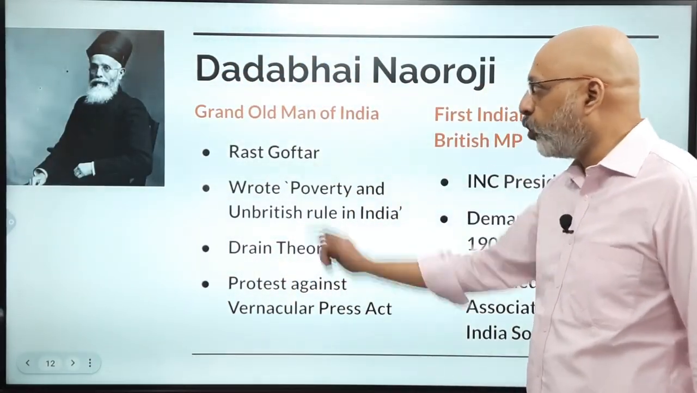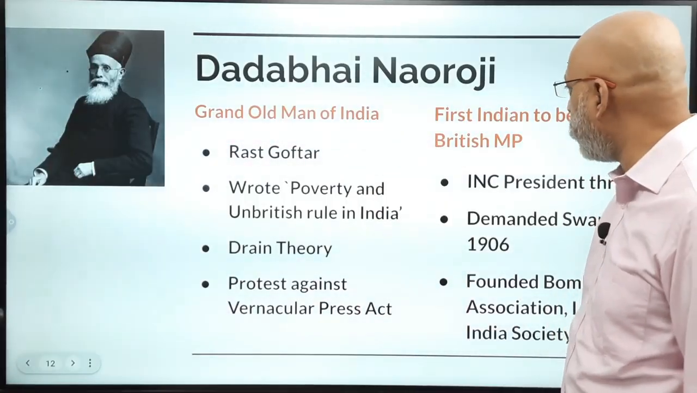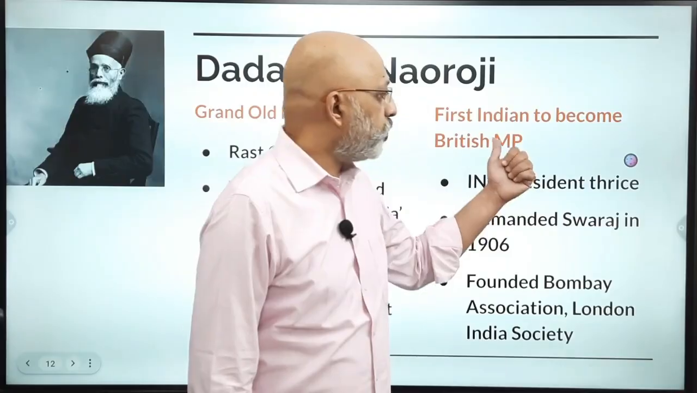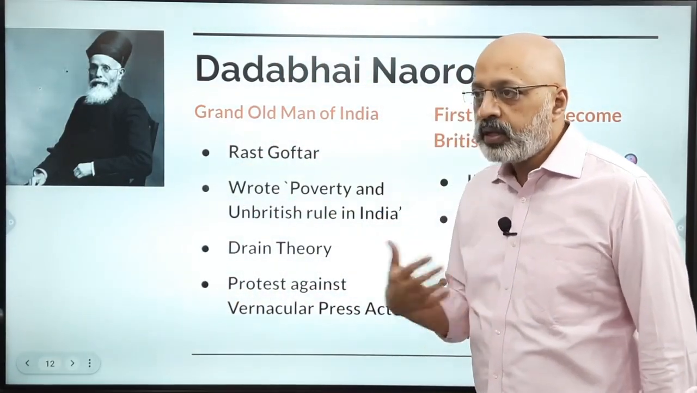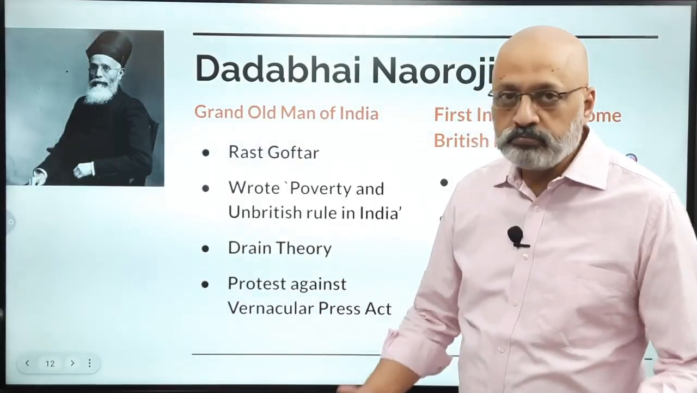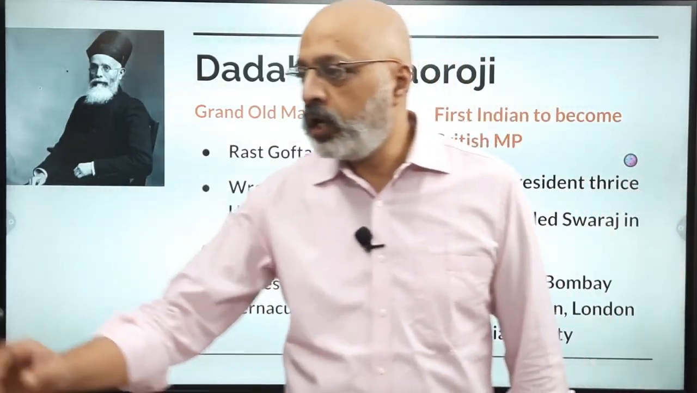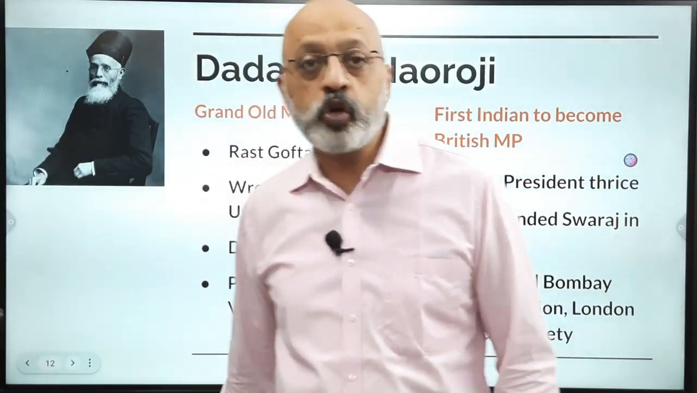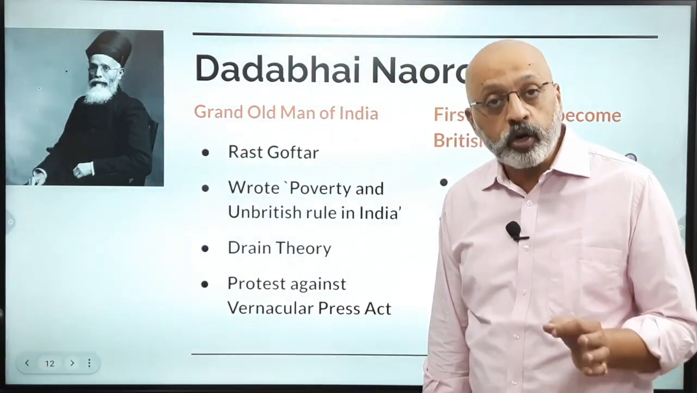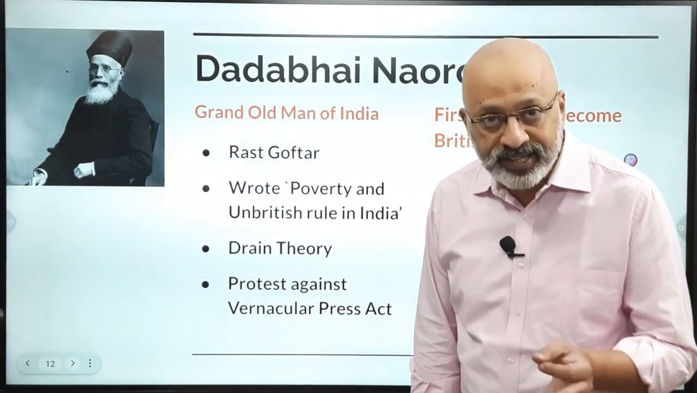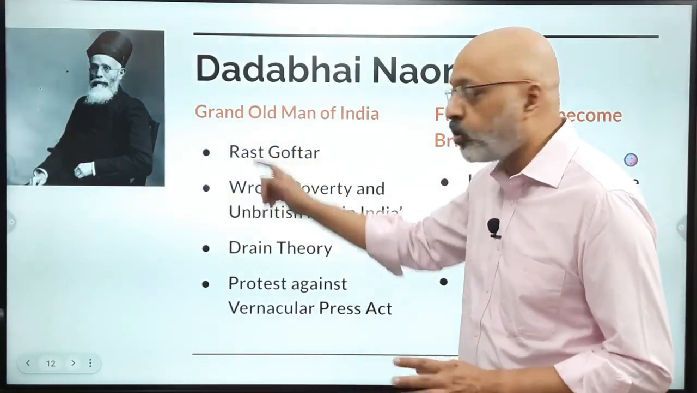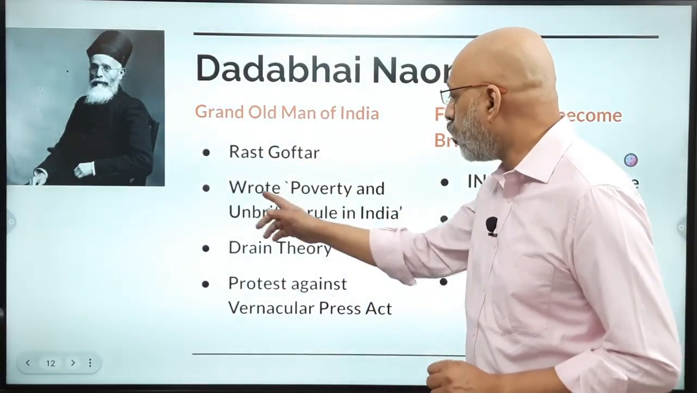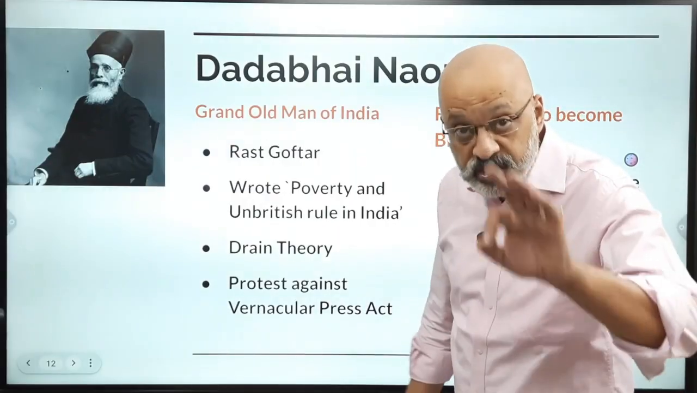Dadabhai Naoroji first, known as the Grand Old Man of India. As I said, the first Indian to become a British MP. Rast Goftar is one of the publications that he was involved in. He edited that newspaper. Its meaning is the speaker of truth or truth teller. He wrote Poverty and Un-British Rule in India. This is an important thing.